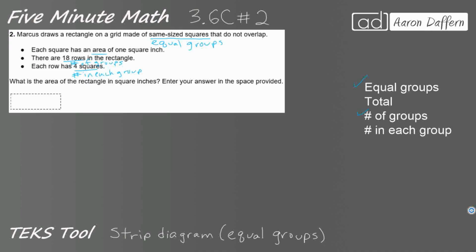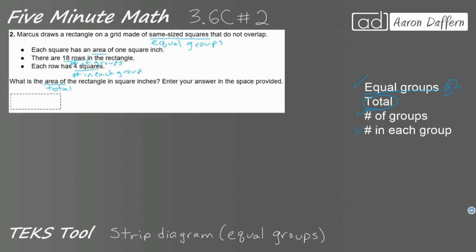which means we have everything we need because we always need something that says equal groups, and then we need two of the three. Equal groups lets us know we're dealing with multiplication and division, and if we're looking for the total, which we are here, that means we are going to multiply. We will divide if we are looking for the number of groups or the number in each group, and the total is given to us. It's area, that's the total.